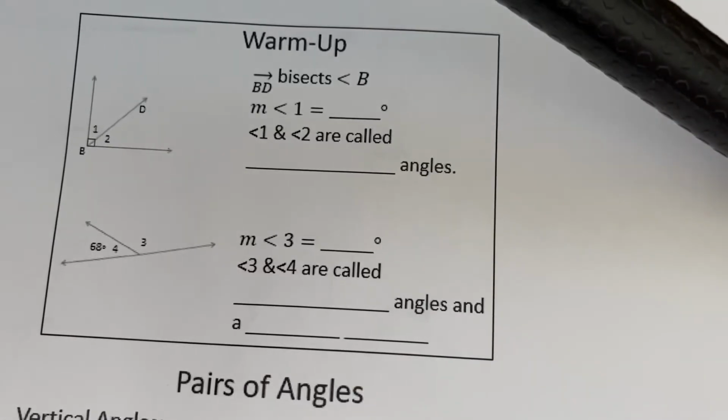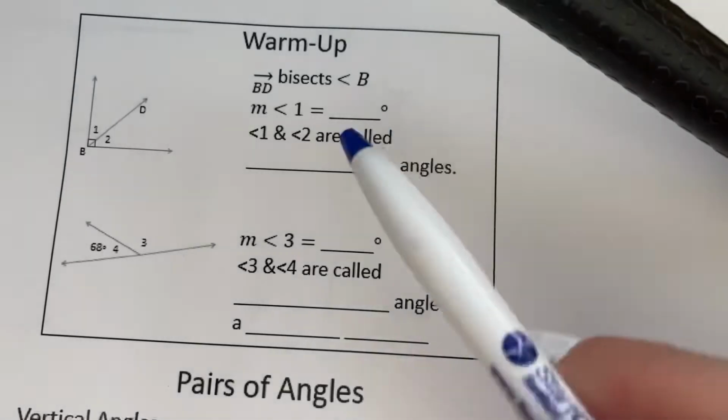All right, so this should be review material for you guys. It kind of encompasses bisecting. Just a reminder, bisecting is where it cuts an angle exactly in half, okay? So go ahead and pause the video, try these 2 warm-up problems, and we're gonna get started.